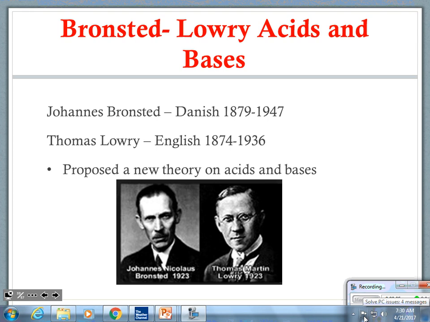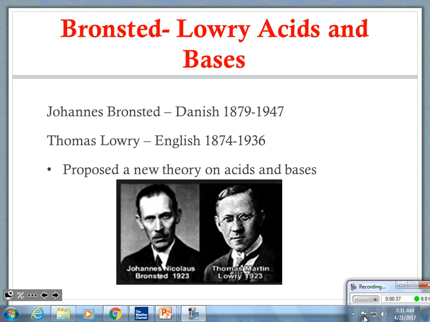Now, as we move to this slide dealing with Bronsted and Lowry, I'm going to discuss a little bit so we can bring back our recollection of Arrhenius. We talked about him last week. Svante Arrhenius.